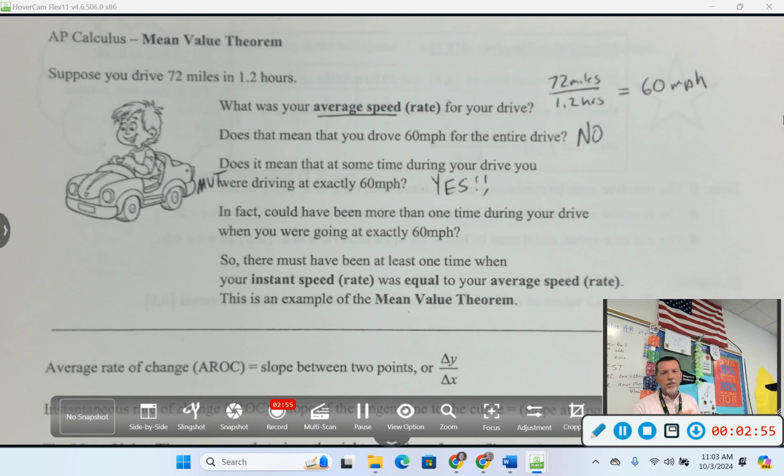Even if you started your trial when you were going 55 miles an hour, well, at some point you had to be going more than 60 miles an hour to balance it out. So at some point you were going 60.